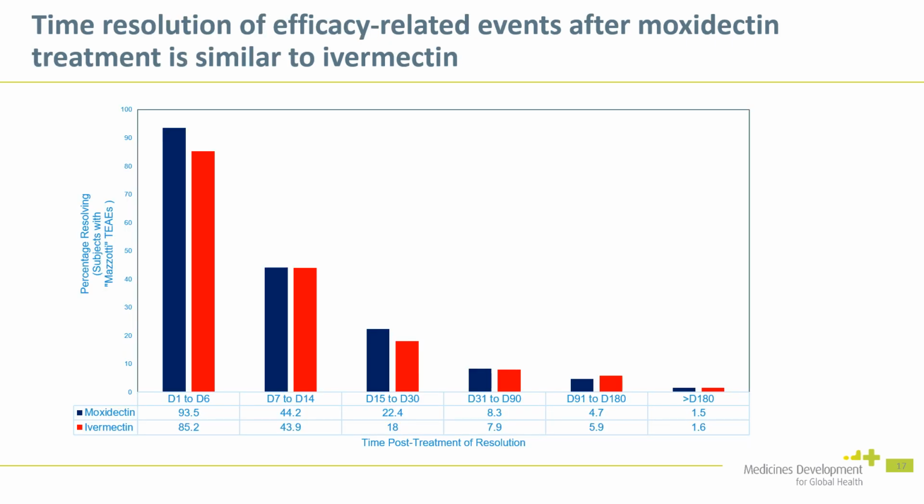On this slide, you can see that the time to resolution of efficacy-related events after moxidectin was also similar to ivermectin. These are the results from the phase 3 study, showing that the majority of events commenced and were resolved within the first week after treatment.